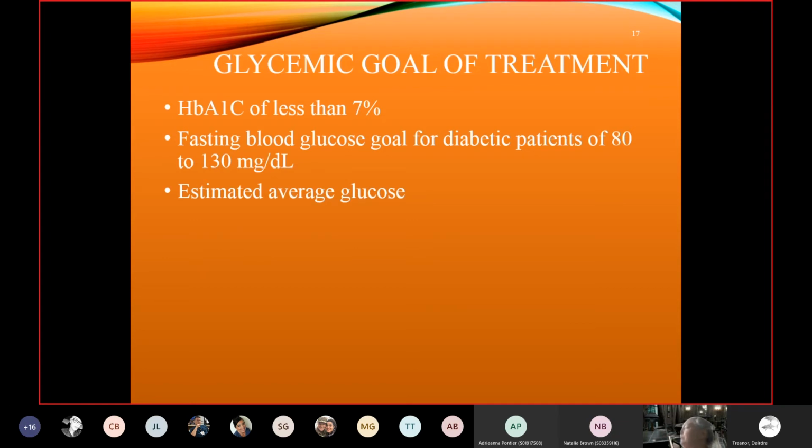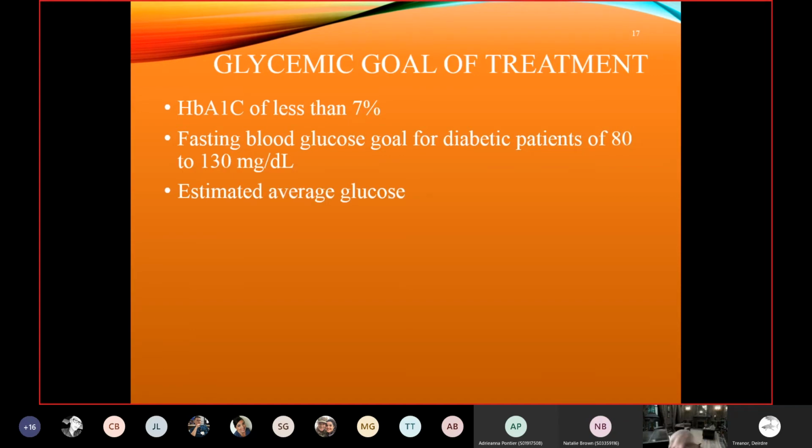Or a fasting blood glucose 80 to 130. Or you can look at an estimated average glucose, which is an EAG. But I don't really use that. A lot of times the A1C will come with an EAG, so it'll tell you what their average glucose is. Anyone who's less than 7 is controlled diabetic. 6.5 to less than 7. If they go below that 6.5, they're fine. And then also 80 to 130.